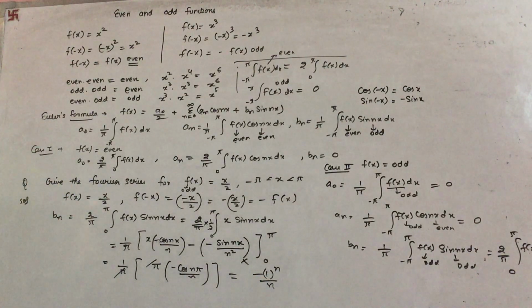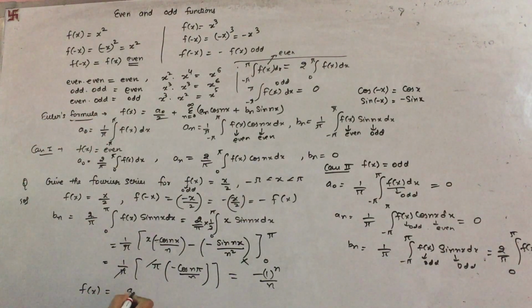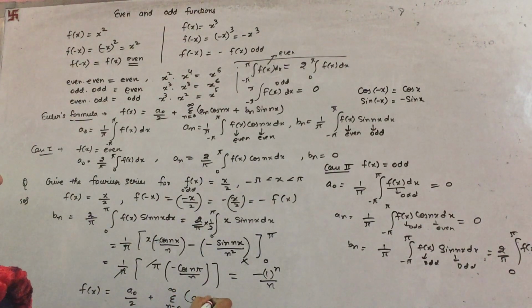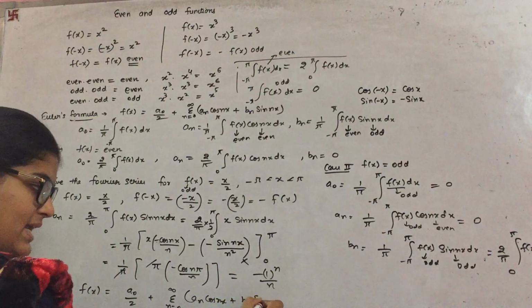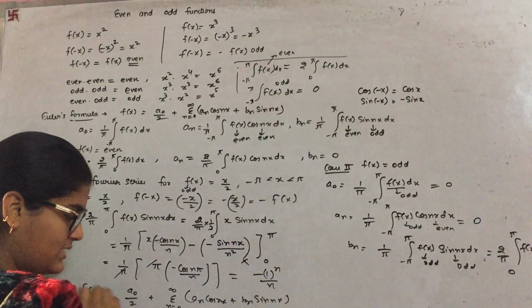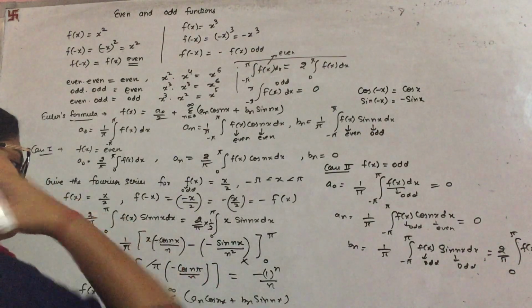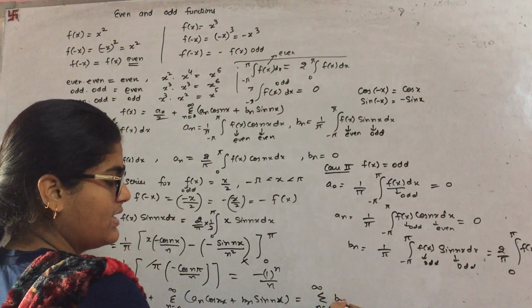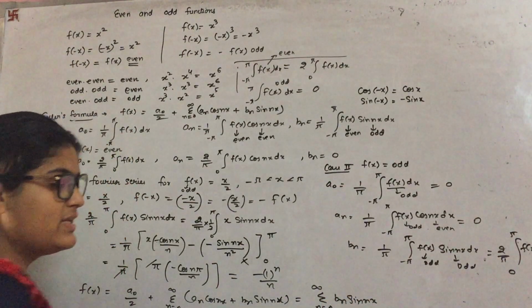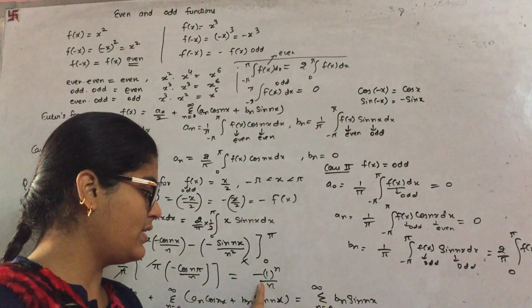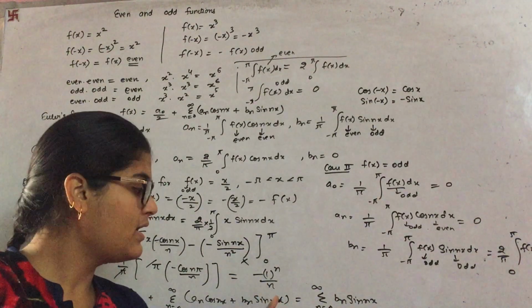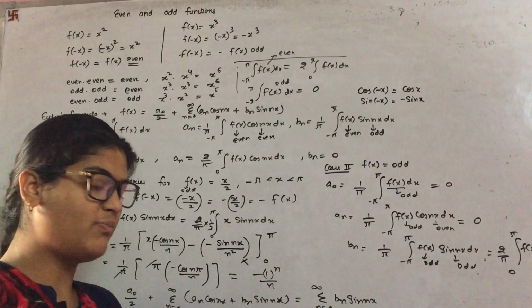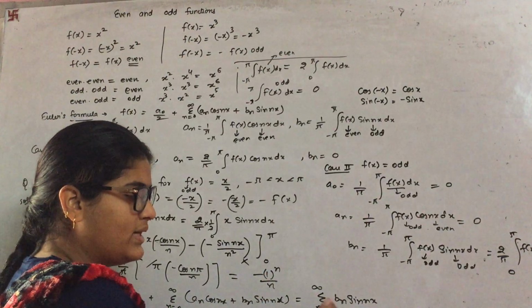Okay. Now what you have to do, you have to just substitute this into the Euler's formula, which is your fx is equal to a naught by 2 plus sigma n 0 to infinity an cos nx plus bn sin nx. As your a naught is 0, your an is 0, so you have to only find out the value of sigma n 0 to infinity bn of sin nx. Now listen, if you substitute n as 0 here, it will not be defined. That's why you have to take the value from 1. N is equal to 1 to infinity.